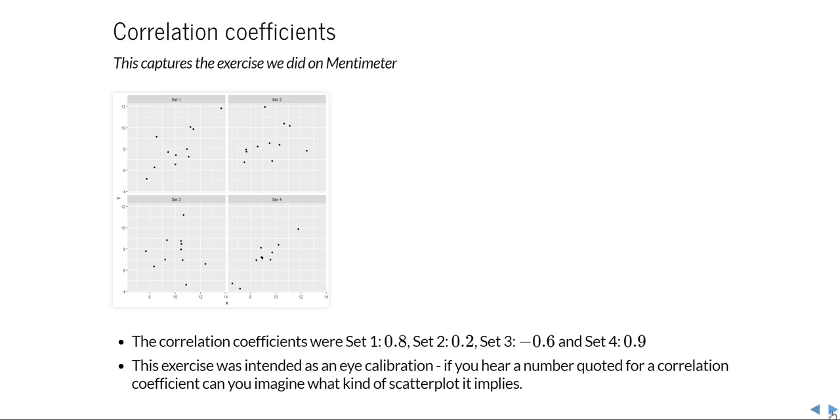So a kind of visual calibration, again, is just to reinforce the point you should look at your data. Either you have to have a comprehensive catalogue in your head of what these different correlation coefficients might look like, or you always look at your data.